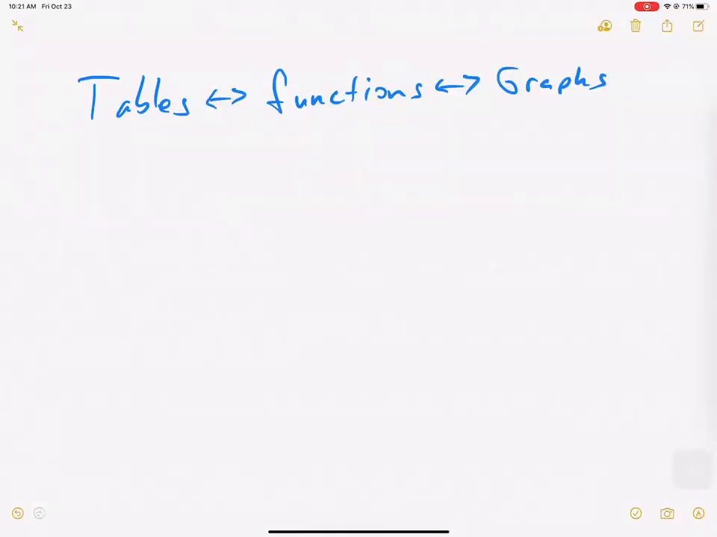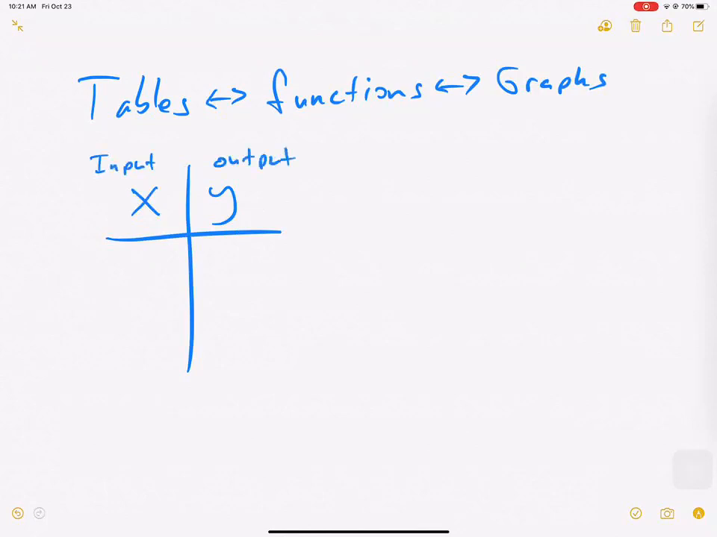Okay, so let's look at what function tables are. And we've looked at tables before. And what I mean by tables is this idea of X and Y, where we have an input and an output.